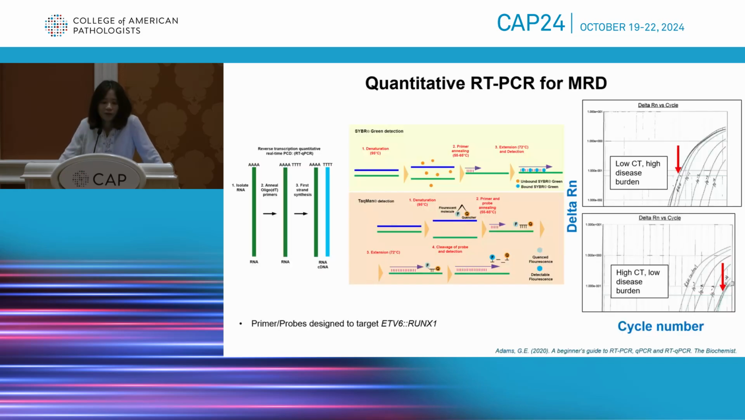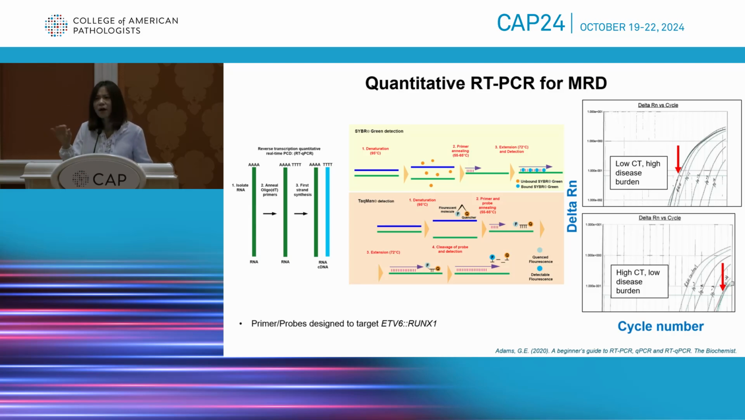How does it work? We already talked about the first part, the RT-PCR. How does the quantitative part work? Imagine that the intensity of the fluorescence signal is proportional to the amount of the final product that we have. We decide to draw a line, a threshold. Whenever the fluorescence signal reaches that threshold, we call it the CT value, the cycle threshold.